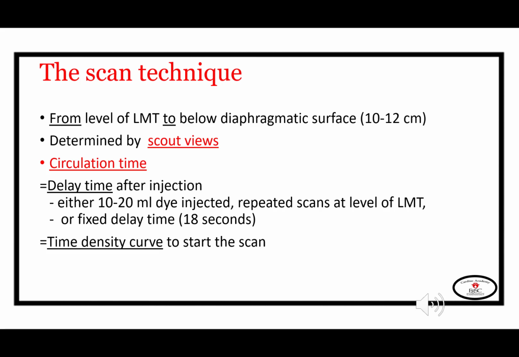Or we can use what we call the time density curve. We take successive scans at the level of the coronary arteries. We put a region of interest at the aorta, and when the level of the contrast attenuation reaches a certain threshold, the machine automatically starts the scan.